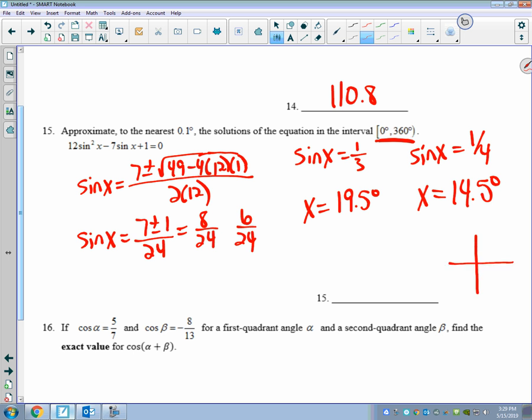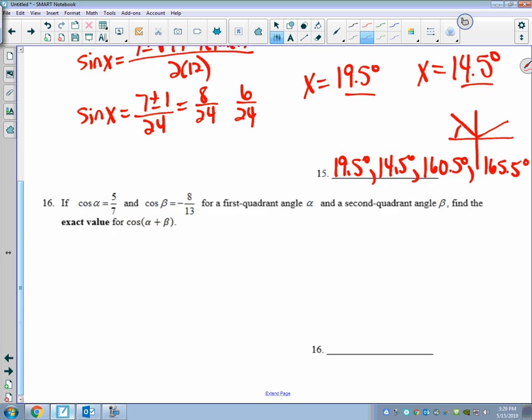But remember, this is where your calculator only gives you one answer. So we're in quadrant 1. And remember that sine is also positive in quadrant 2. So there's actually 4 answers to this. And to get those other 2 answers, we need to take 180 minus each one of those to get that second angle. So that would be 160.5 degrees and 165.5 degrees. So remember, your calculator gives you one answer, and then your brain has to give you the other answer.